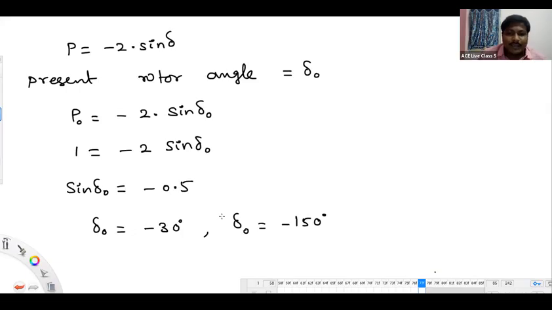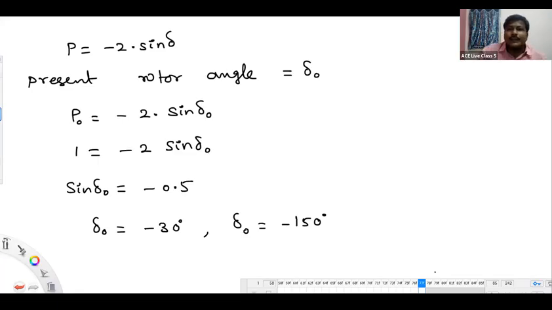It's not a synchronous motor, Kavya. Okay? Tell me please. Which angle do I have to consider among these two? Is it minus 30 or minus 150?